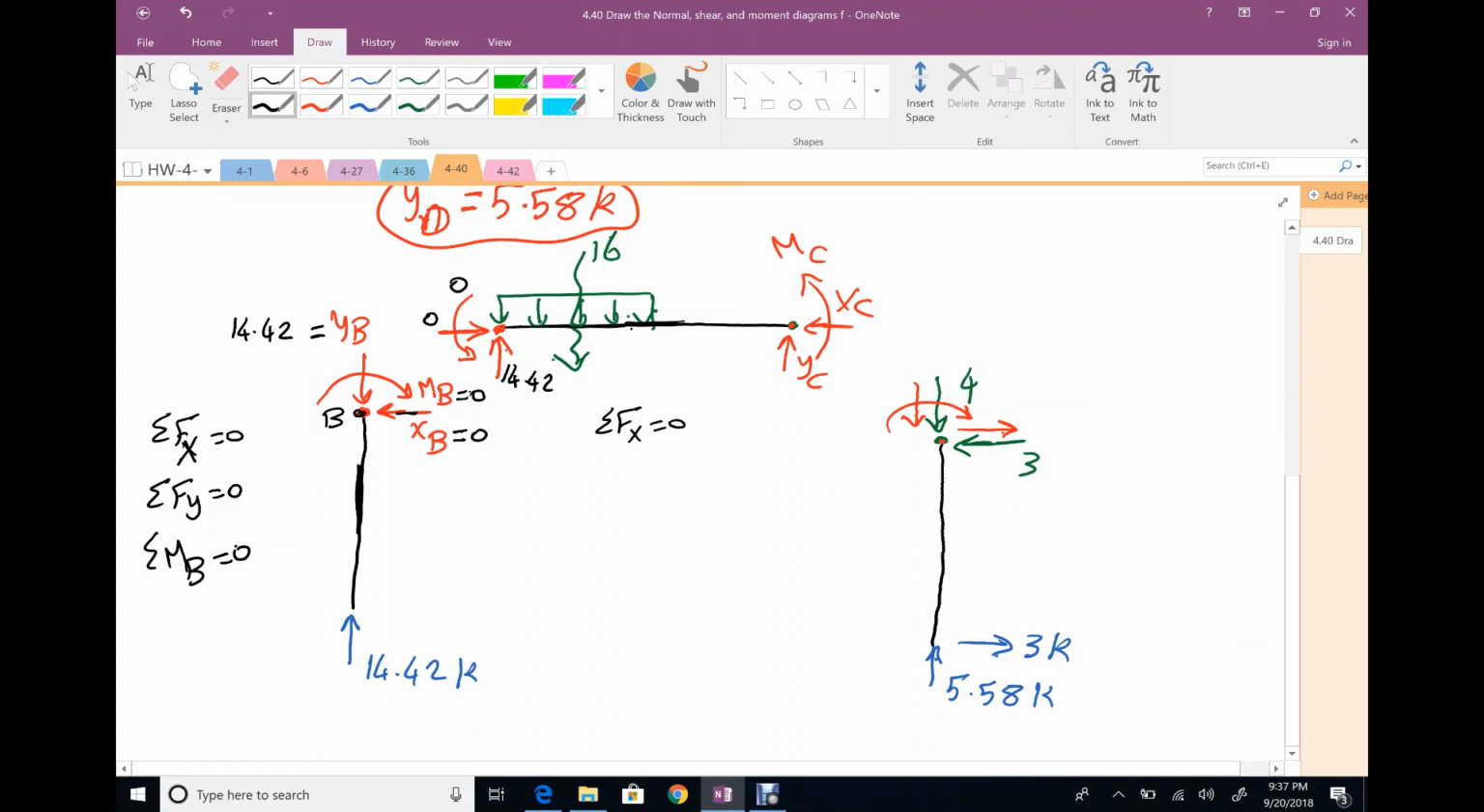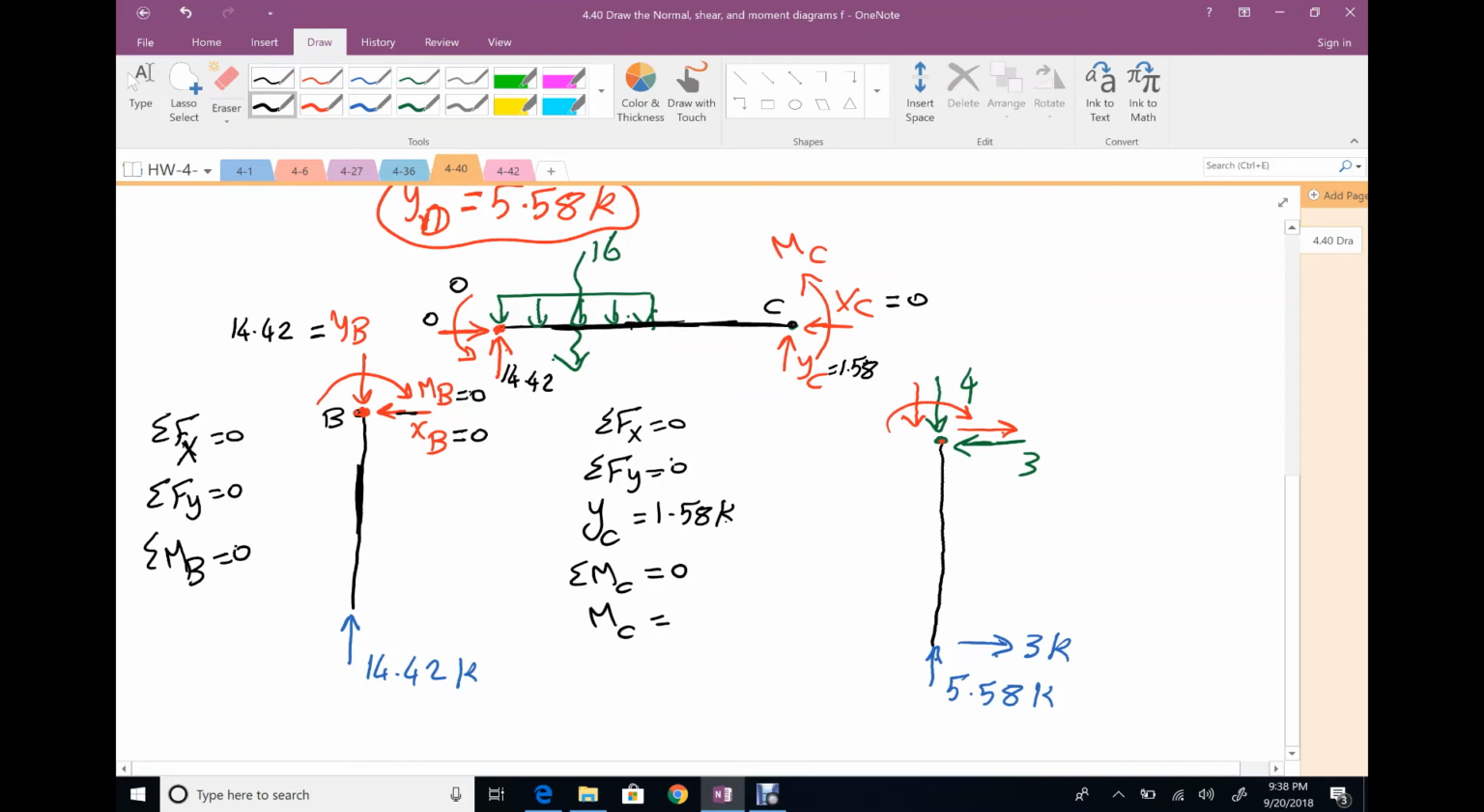That's it. For the horizontal member, you can apply summation f of x equals 0. Actually, we don't have any horizontal force except XC, so XC is 0. Summation f of y equals 0. We have here 14.42. We have 16. We can figure out the value of YC. Your value of YC will be 1.58 kip. So this value is 1.58. Take moment at C equals 0. You can figure out the value of MC. I'm looking only at this member, remember.